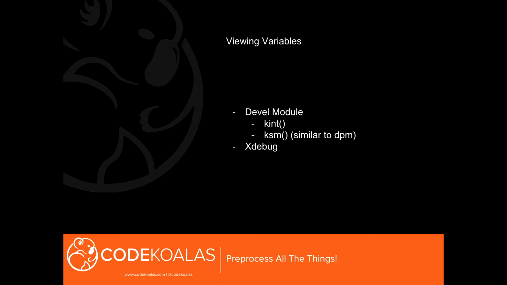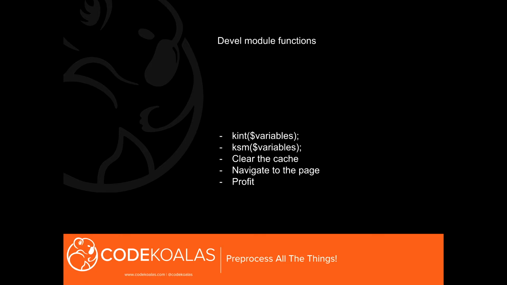So for the Devel module functions, you would kint your variables, KSM your variables, and always clear the cache. You have to, it won't work if you don't. So clear the cache when you go to the page, then you profit. Sometimes Drupal's weird and it doesn't print out right away, and sometimes you have to bring your server down and back up and then it works. This is why I like xDebug, because it works most of the time. But yeah, then you would see something like kint and KSM.